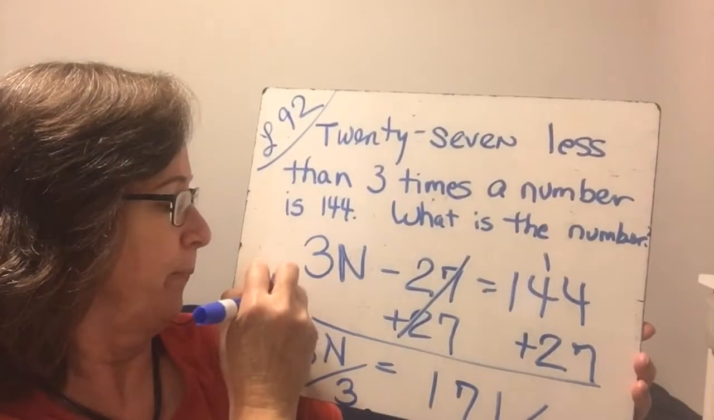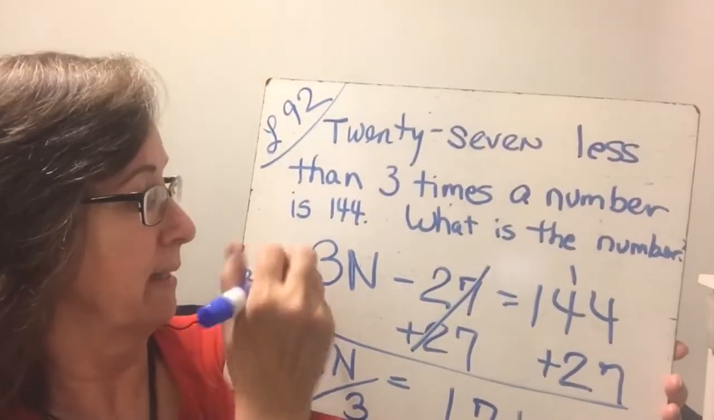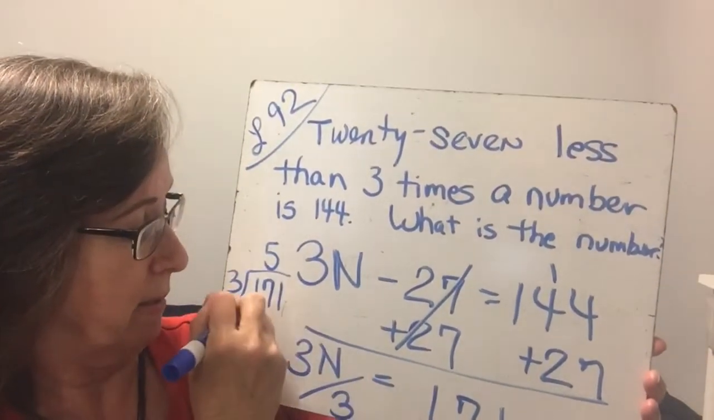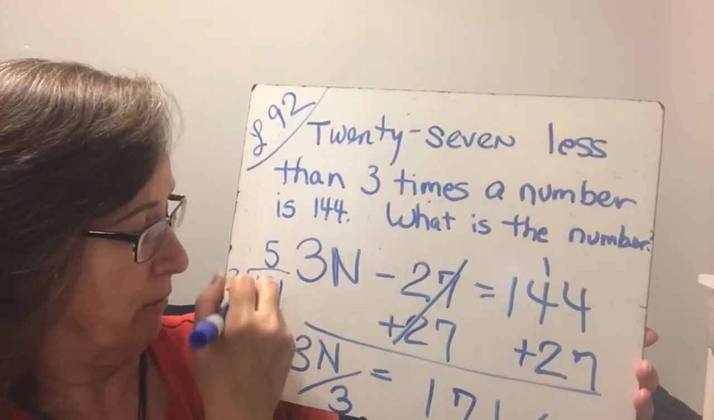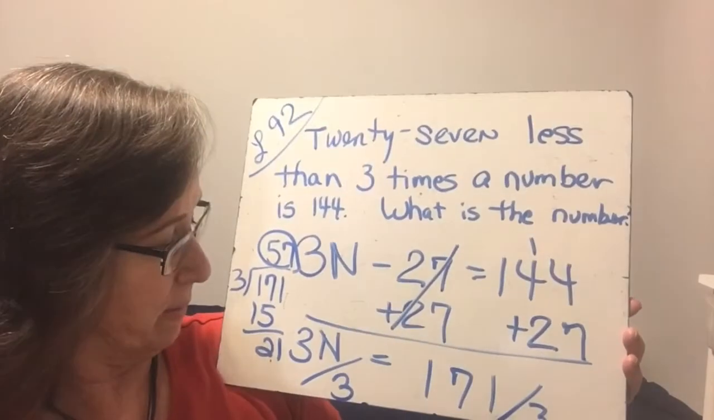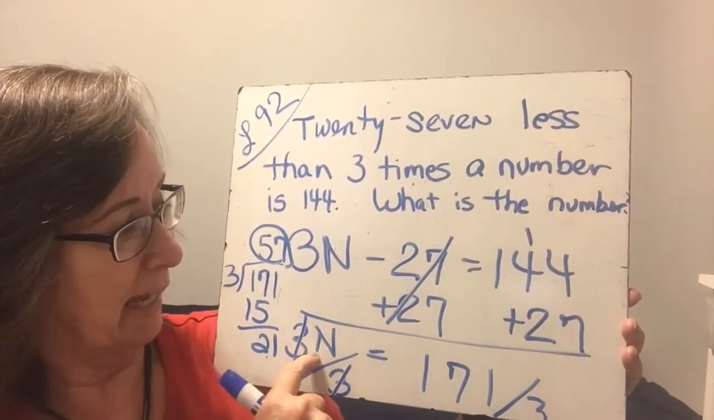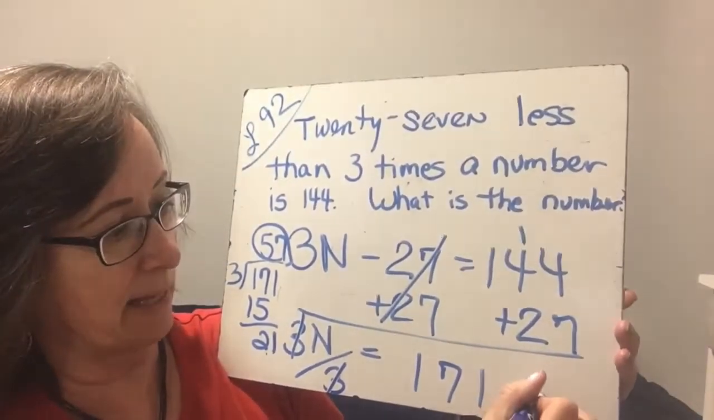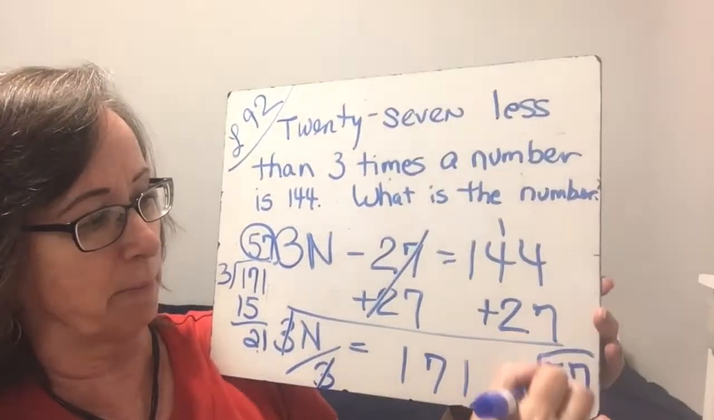So I'm going to do it over here. And 3 goes into 17 5 whole times. And I'll get a 15 and a 2. I'll bring down my 1. 3 into 21 is 7. So 57 times. So that means the 3 and the 3 are going to cancel, and n equals 57. So I'm going to put 57 right here because I'm out of all room on my board.